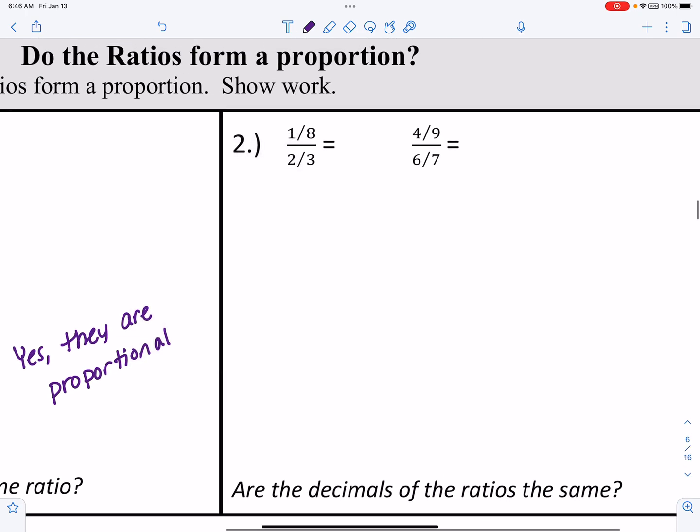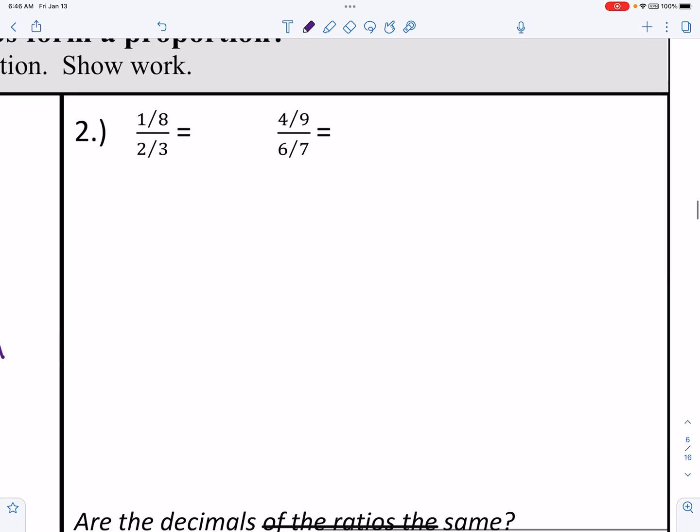All right, these next ones, let's go ahead and solve these. We know that you can't just type 1 divided by 8 and then divide by 2 divided by 3. So we need to actually do the division of the fractions, which is multiply by the reciprocal. And so I'm going to do my 1/8 times 3 over 2 for this one. I can't cross-simplify anything, and so I end up with 3/16. And I'm going to put that it's equal to see if these are proportional here.